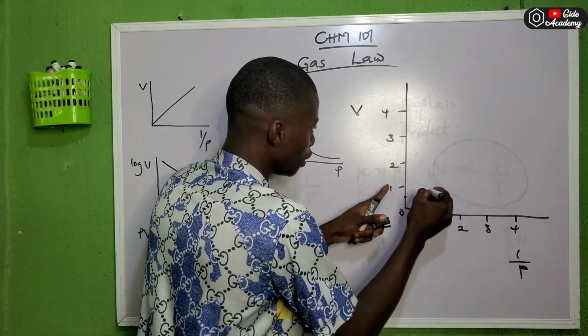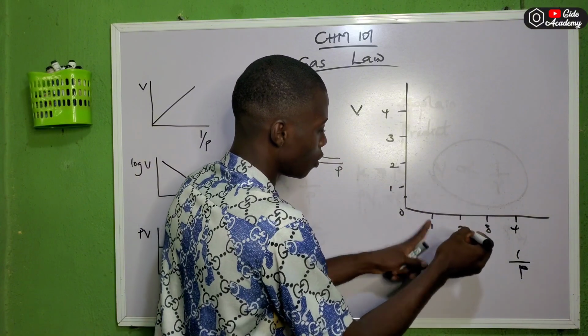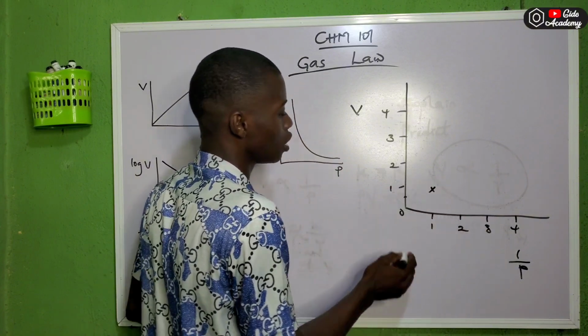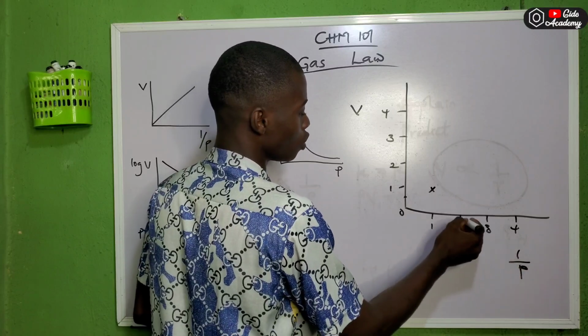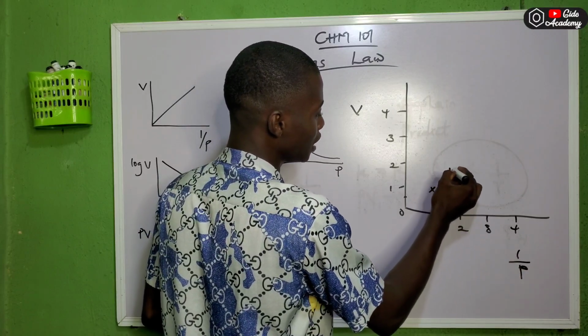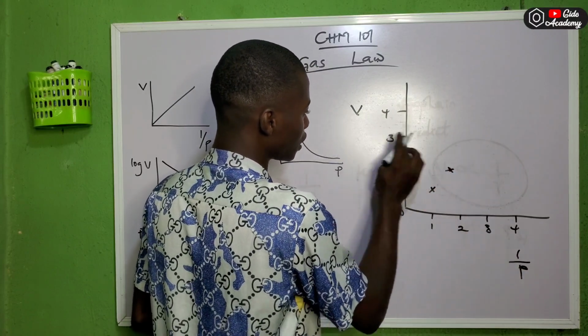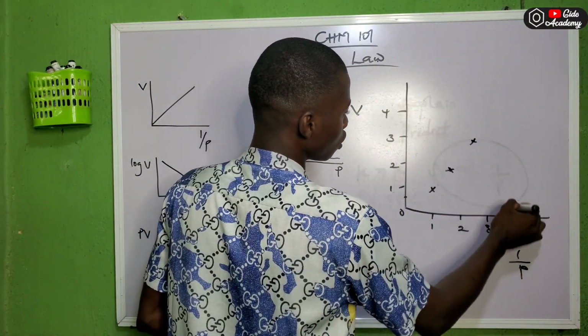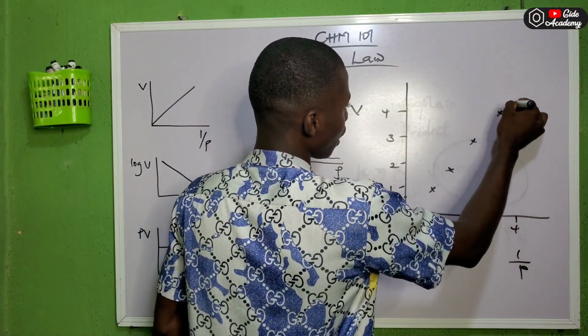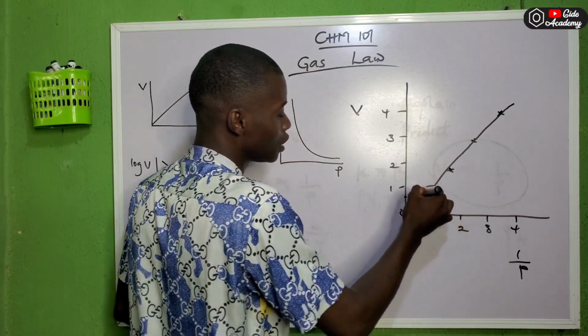Let's trace it. V is 1, the reciprocal of pressure will be 1, so they will be somewhere here. Then if V is 2, the reciprocal of pressure will be 2, so they are increasing the same way. V is 3, here we also increase to 3. V is 4, here we also increase to what? To 4. So if you want to have a graph, you now have something like this, a V against 1/P graph.